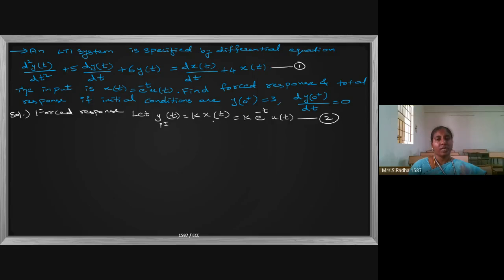Okay. So we have to substitute this assumption in equation 1. If you see equation 1, we are having dy of t by dt. Already y of t means k into e power minus t u of t. What I will do, I will just write it.